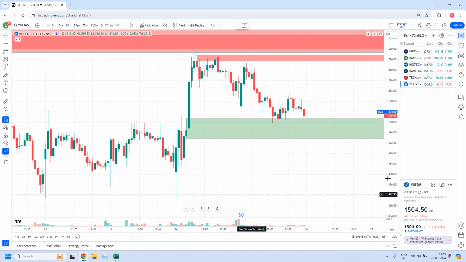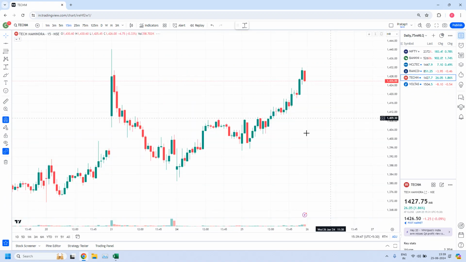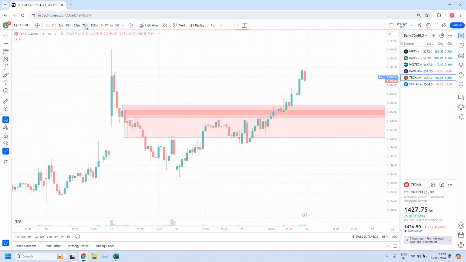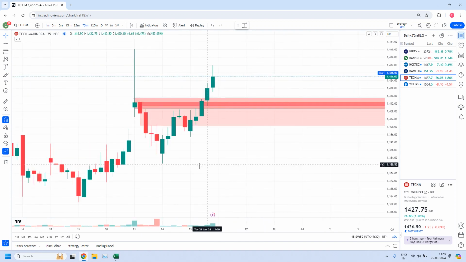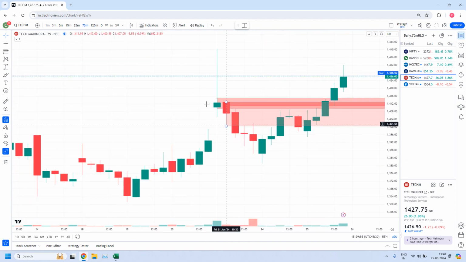And the third one is Tech Mahindra. This also gave a trade, a 75-minute zone, but the trade is violated. It stopped out. See, this is the ERC candle. Drop base drop. Prices moved up and then came down. So it is looking like a failed ERC candle, right? But anyway, drop base drop.